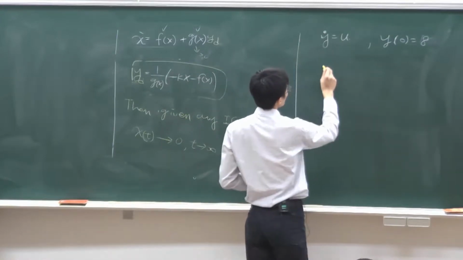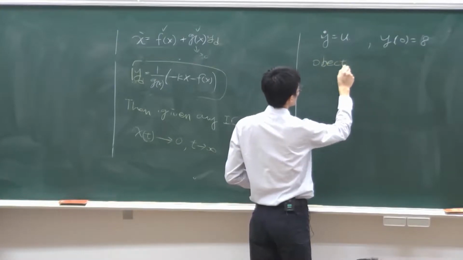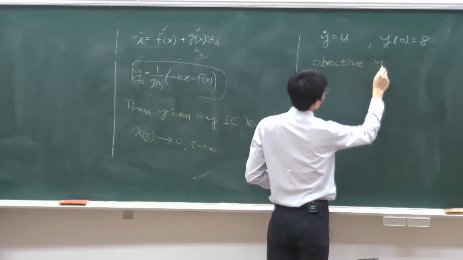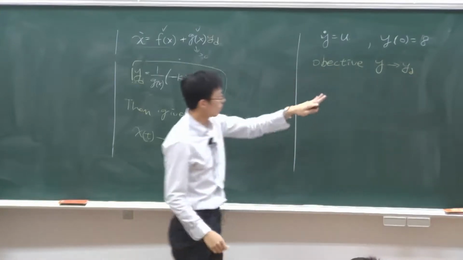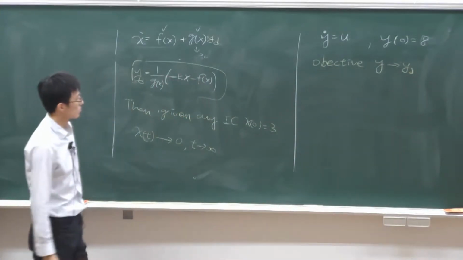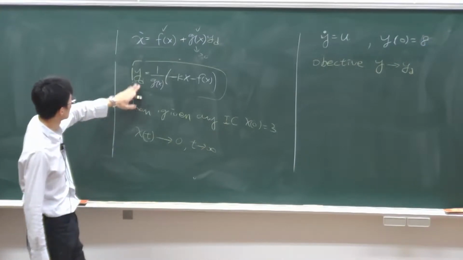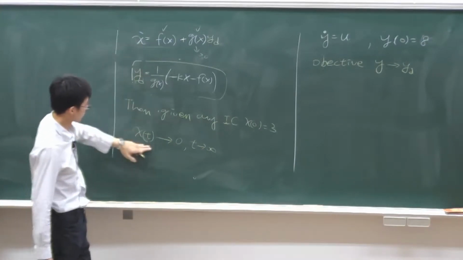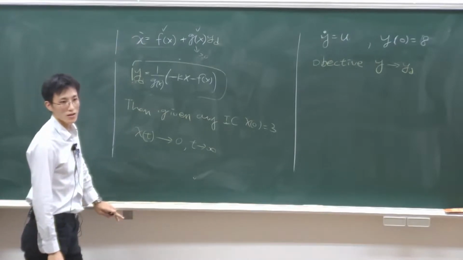So in this system, the objective is to control y to track yd. And if that objective is achieved, it guarantees x will also converge to 0. Do you understand?